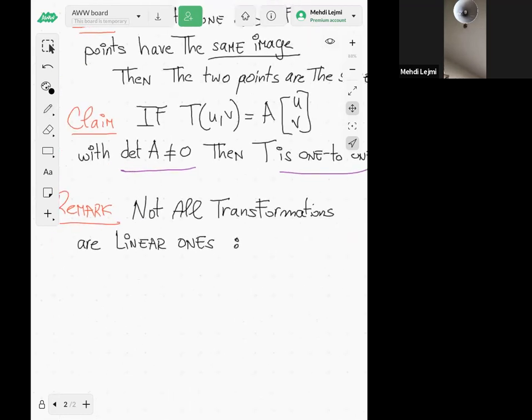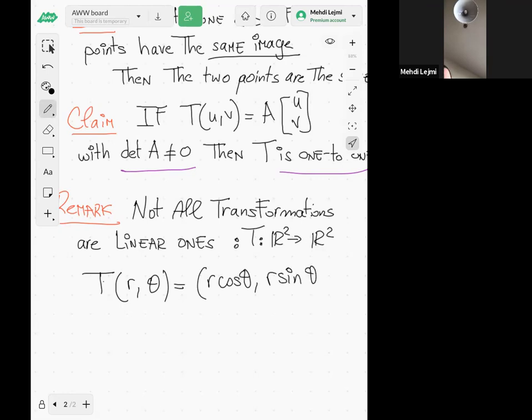So let's say you have T of (r, theta). Here T is a map from R2, and instead of u and v, I'm going to call my variables r and theta. Let's say T of (r, theta) is equal to (r cosine theta, r sine theta). This is a function from the plane to the plane: you start with two variables and end up with two variables, so it's a map of the plane.